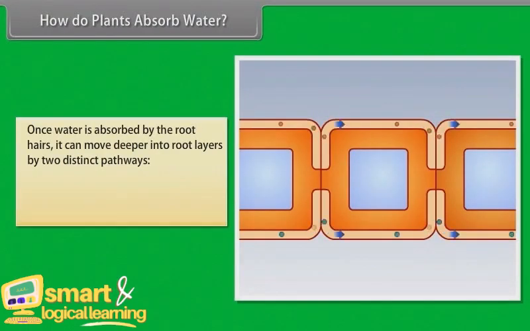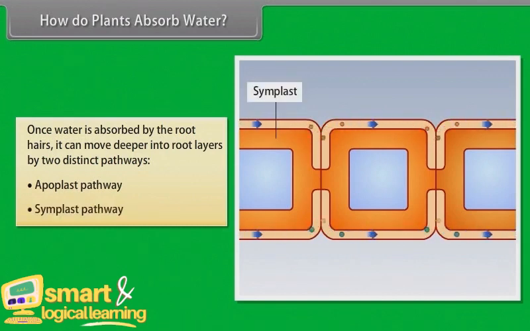Once water is absorbed by the root hairs, it can move deeper into root layers by two distinct pathways: the apoplast pathway and the symplast pathway. We will know them in detail in the next few screens.